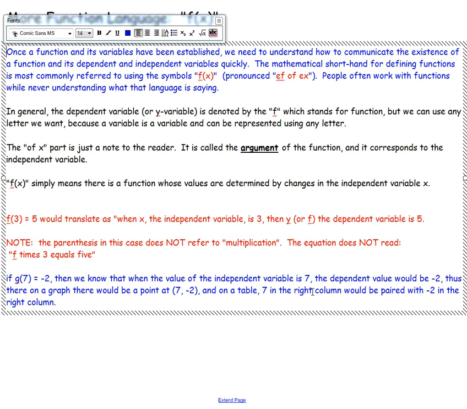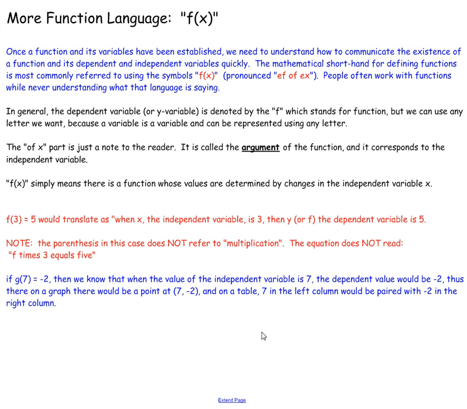On a table, the 7 would be in the left column for the independent variable, and that would be paired with the -2 in the right column. And 7, -2 would be a point if I were to make a graph of this function. One of the points would be 7, -2.